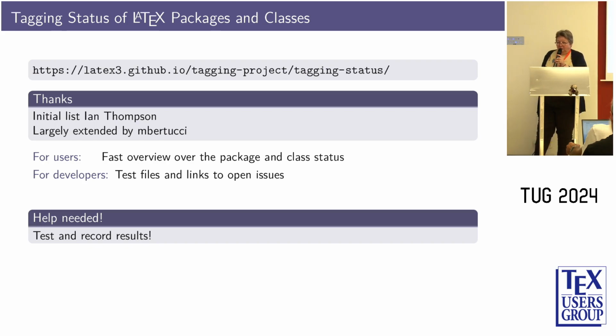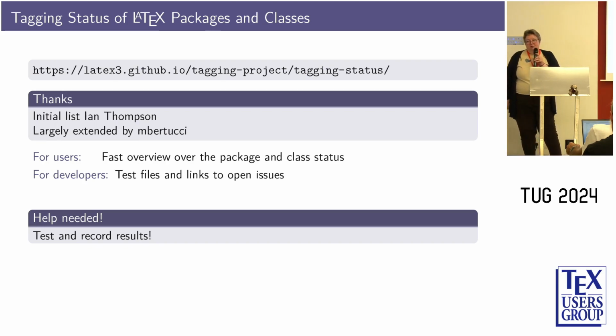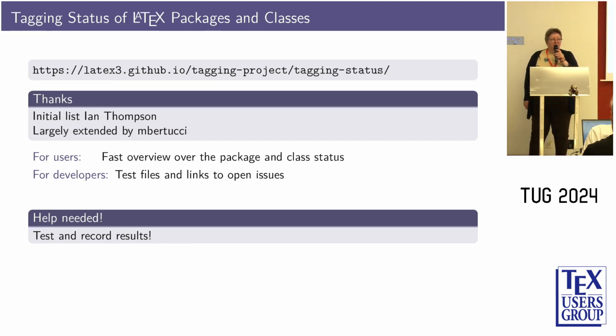The next topic is the tagging status of LaTeX packages and classes. Norbert said that there are many packages around and that they do all curious stuff. And naturally, a lot of them break the tagging, right? Because they override commands or define their own environments, and do not work. We thank here Ein Thompson, who started the initial list, who sent us a list collected from issues, and so triggered us to improve this list.